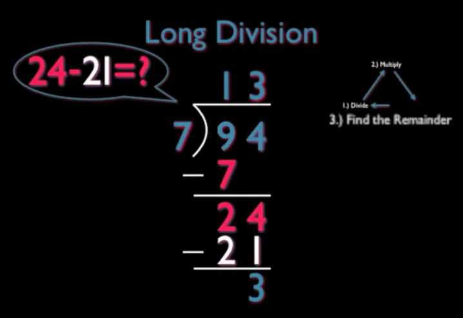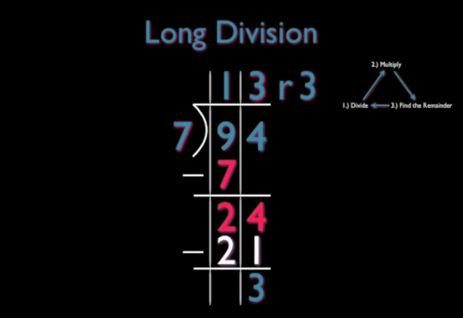Now, I notice I have no more place values to divide, which means I'm almost finished. But I have a 3 that I've gotten as a leftover. Since there are no more place values to divide, I can't bring down the next place value. What I need to do is write an R next to my answer, 13. And then I'll put the 3 next to the R. The answer to 94 divided by 7 is 13, remainder 3. Throughout the process, I kept my place values neatly stacked, perfectly lined up. This is clean math, and it will help you avoid mistakes.